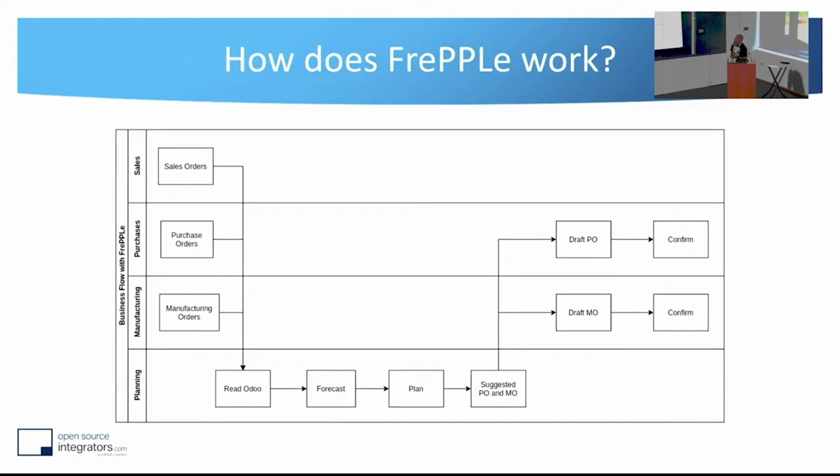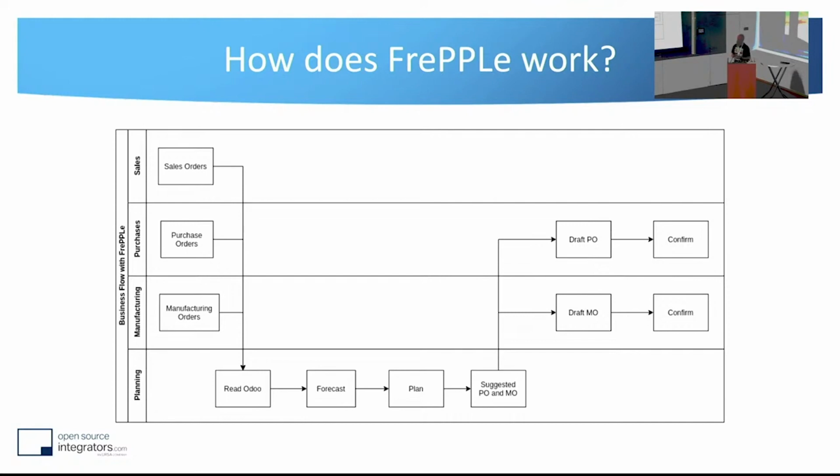So how does it work? On the left side of this diagram, we have the sales order, purchase order, and manufacturing order sitting in Odoo. What FrePPLe will do is import all those data in its own database. So we'll read the Odoo data. That can be scheduled every day or every week. Based on that data, FrePPLe will generate a forecast that you can override. And we'll see how. You can even change the data from Odoo in FrePPLe if you want to bump things down or up.